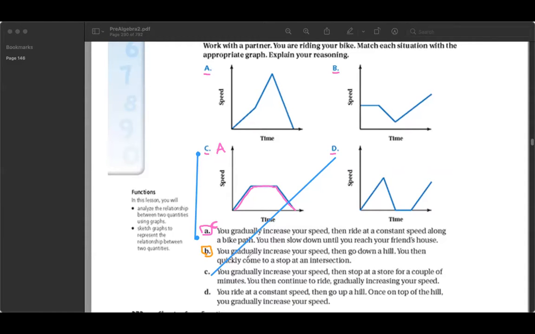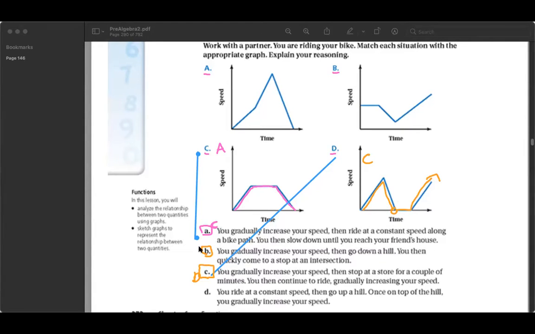So let's look here. Some of these are a little hard. So let's look at C. It says you gradually increase your speed, stop at a store for a couple minutes, then continue to ride, gradually increasing your speed. So this one tells me that I gradually increase my speed, then I have to slow down to stop at the store. I'm in the store and then I leave, right? So I'd say C goes with this D. Oh, I found it out. I think I got it now.